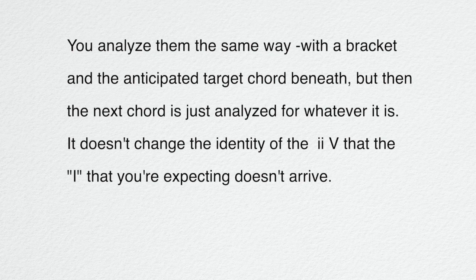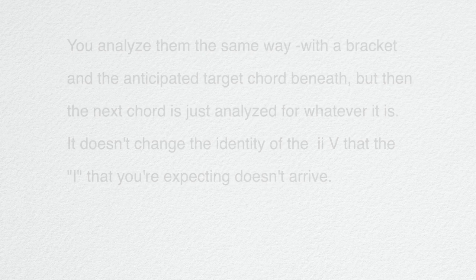You say 2, 5 of the chord that you would expect to see, and you put that chord underneath the bracket just like normal, and then when it doesn't arrive, you just move on. That is, it doesn't change the identity of the 2-5 that the 1 in quotes that you're expecting doesn't happen. It's kind of like a deceptive cadence in classical music in the sense that it's setting you up for something that you think is going to happen and then something else happens instead.